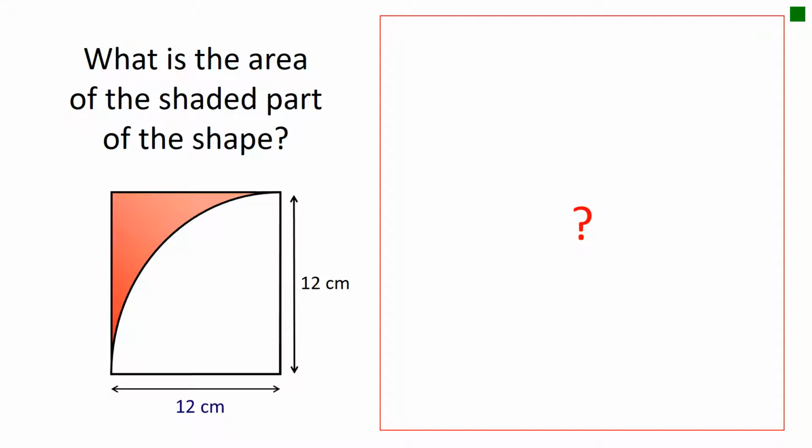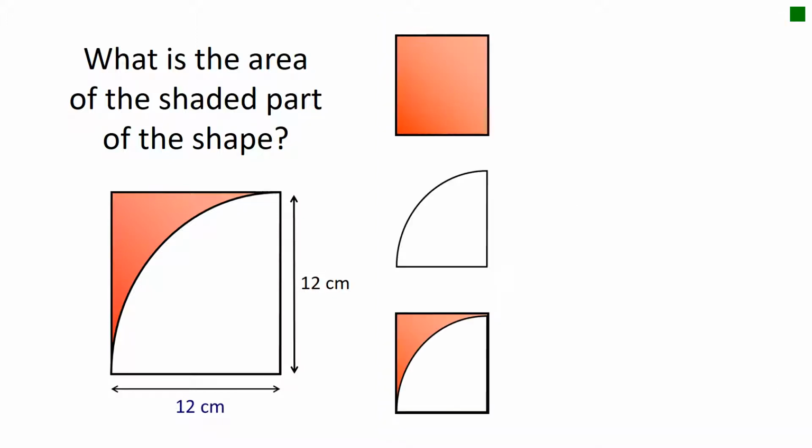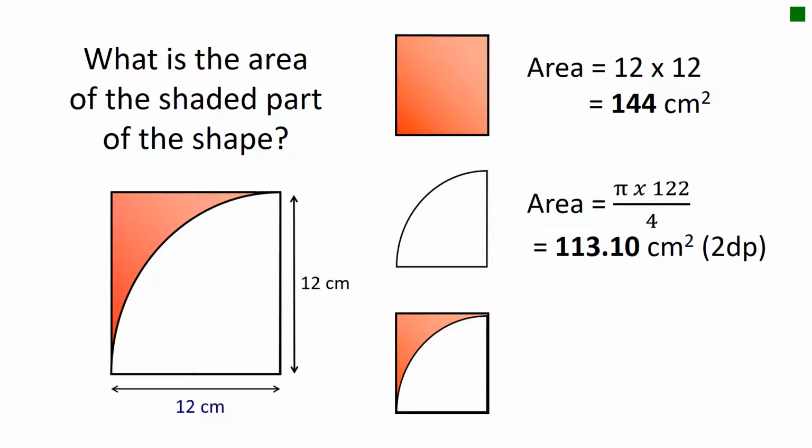What is the area of the shaded part of the shape? To work that out, we're going to need to think about working out the area of the square, the area of quarter of the circle, and then subtract the area of the quarter of the circle from the square. So the area of the square would be 12 times 12, which is 144. The area of the quarter circle would be pi times 12 squared divided by 4, giving us 113.10 to 2 decimal places. So therefore the shaded part of the shape would be 30.9 centimeters squared.